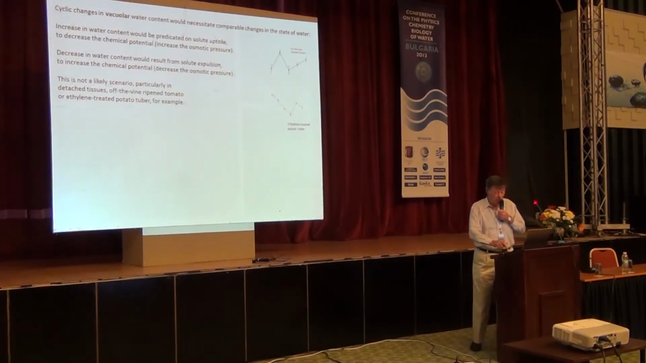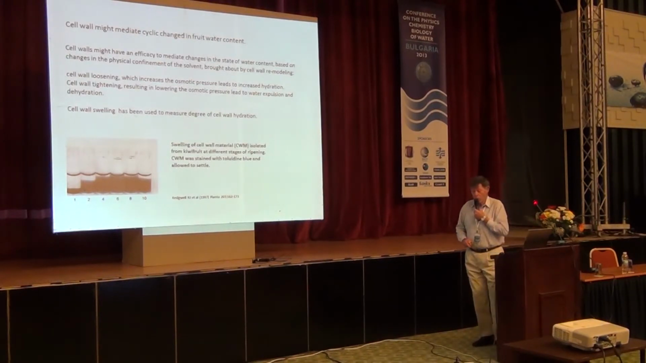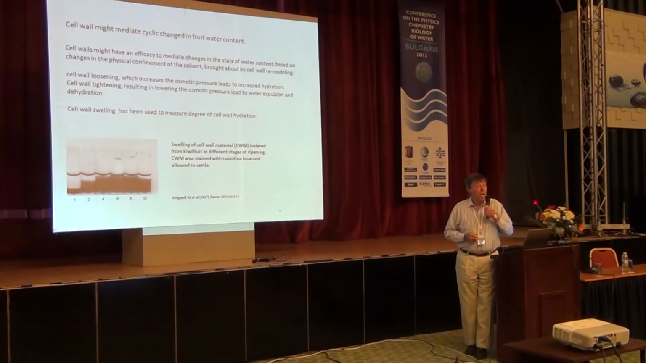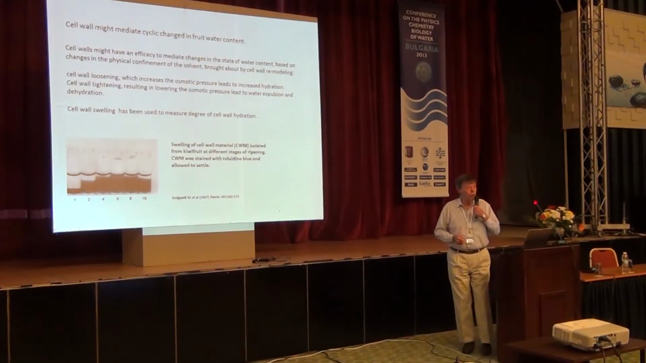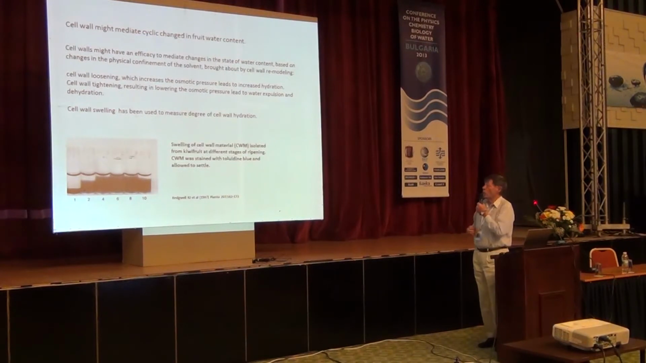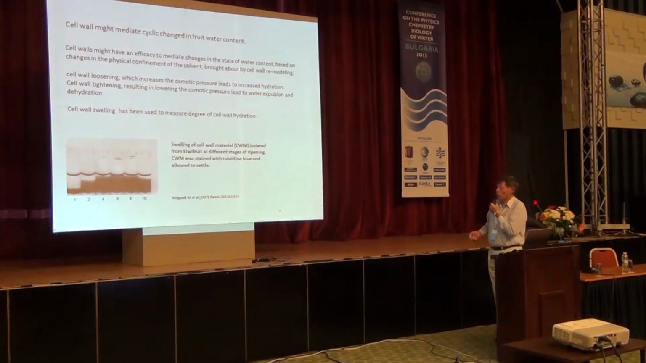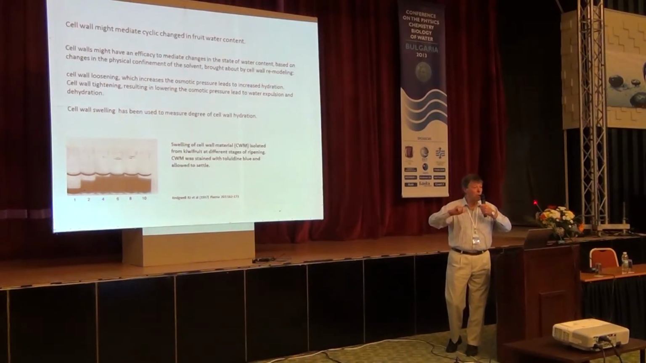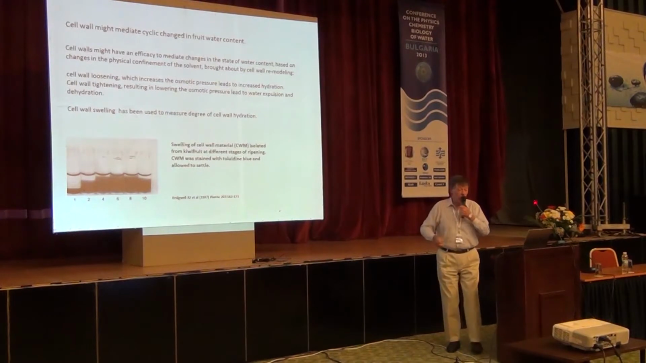So we turn to the cell wall and ask the question, perhaps cell walls have some tricks up their sleeve. Perhaps they can instigate these cyclic changes that we have observed. In order to assess that, we rely on measurement of cell wall swelling. This is a study that was done by other authors, but it shows typically that as soon as fruit ripening begins, cell walls begin to swell. And this is an expression of cell wall depolymerization. The structure becomes loose, it interacts with water, takes up water, and so on.